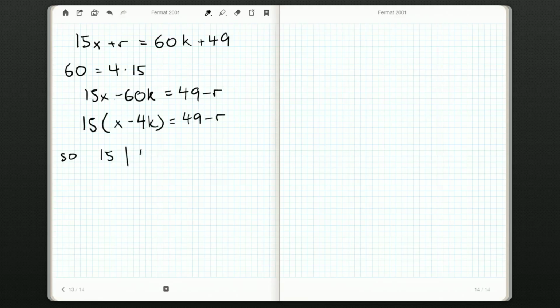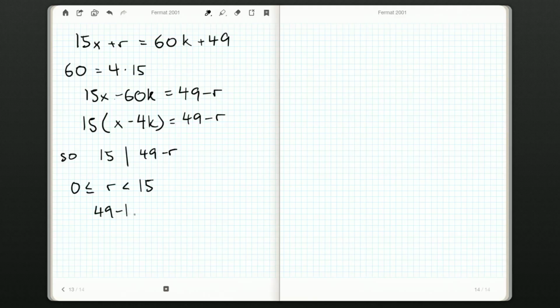So 15 needs to divide 49 minus r. Okay? We have a factor of 15 over on this side, so that means that this expression over here, which is an integer, must have a factor of 15. Okay? So 49 minus r has got to be a multiple of 15. But r, because it's a remainder, has got to be less than the number we divided by, so it's got to be less than 15. And what we can do is we can check.